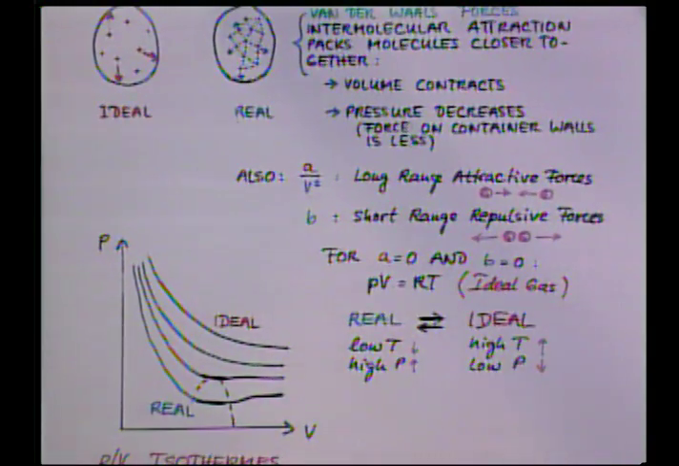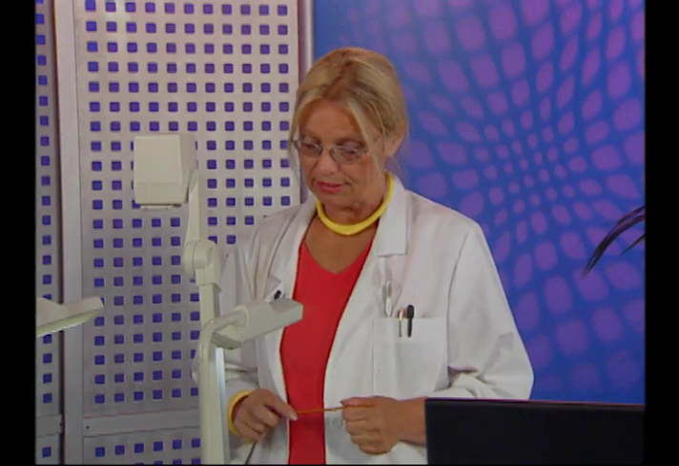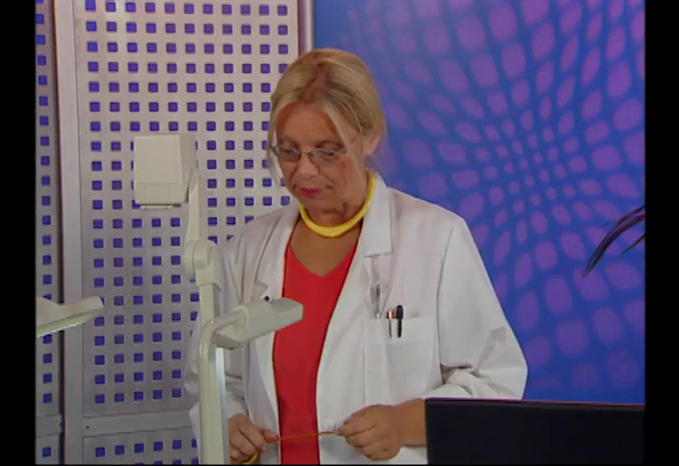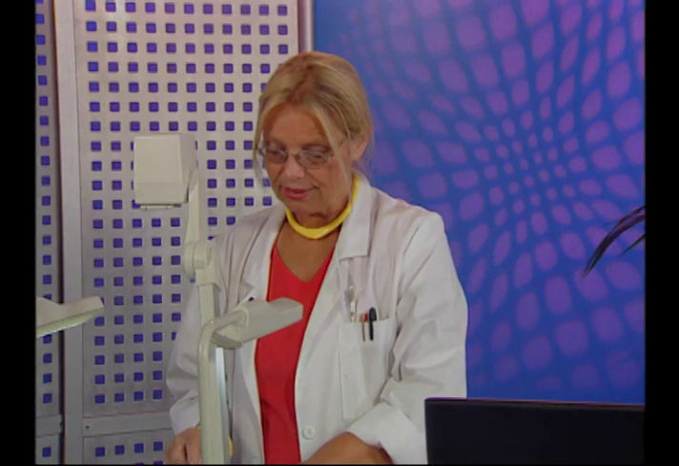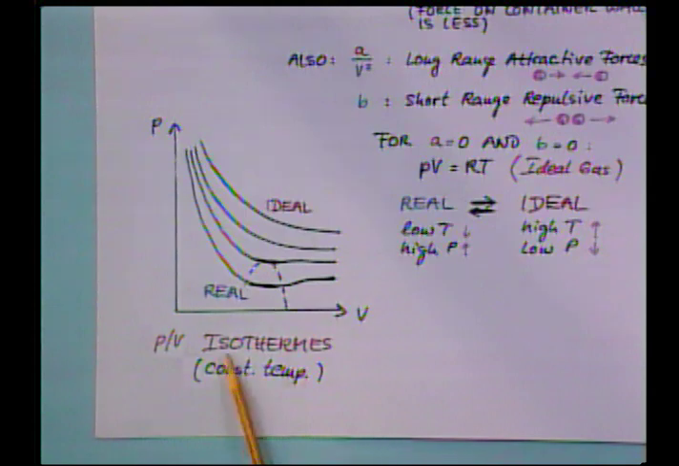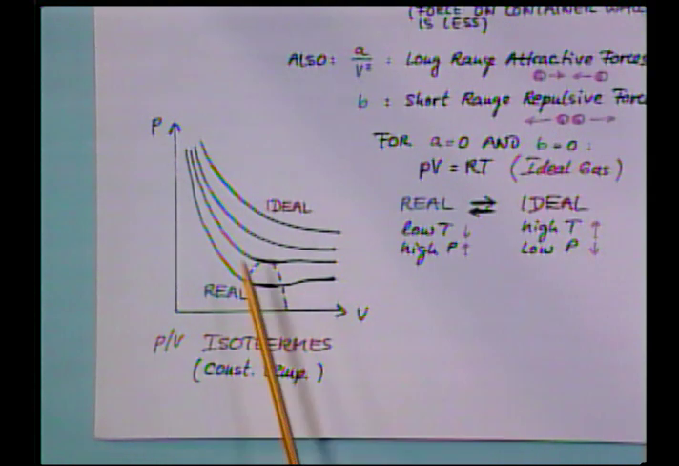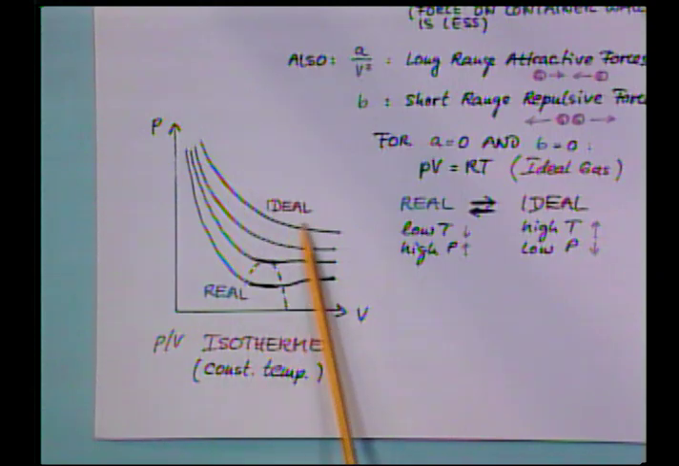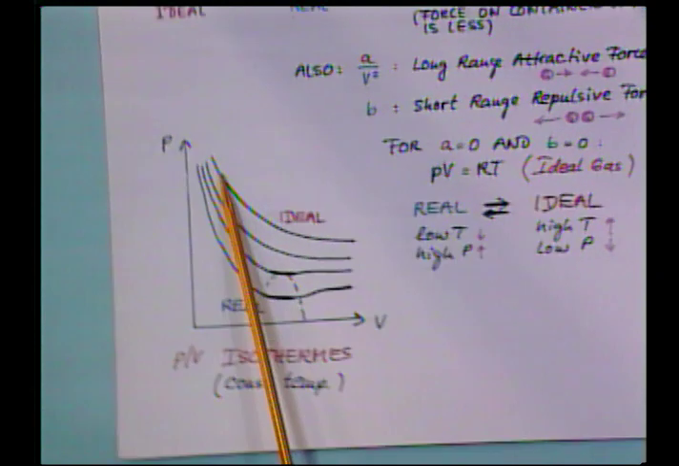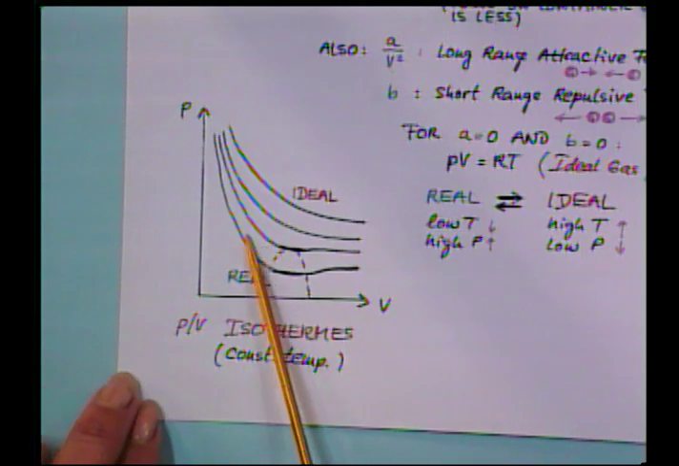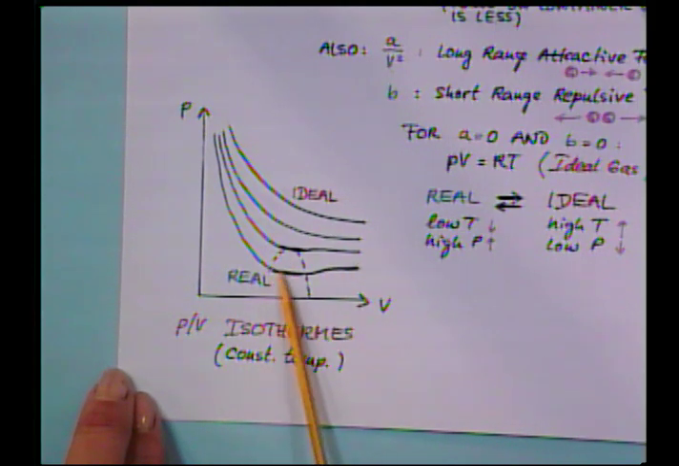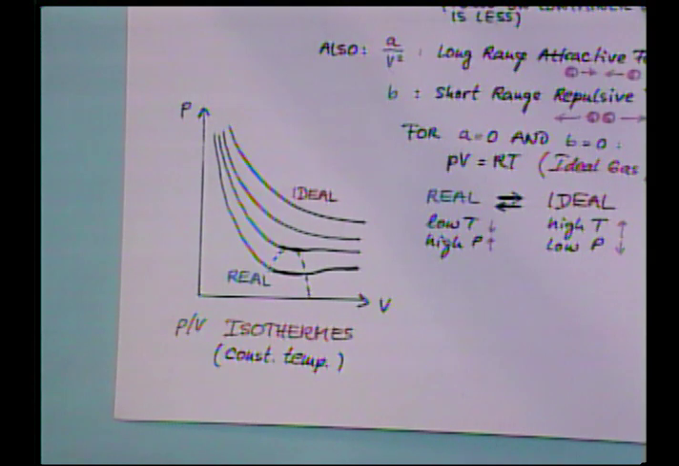Now if a and b become 0, guess what? Then we have the ideal gas equation back. These factors are determined for all gases, so we can look them up in the reference tables if we need to do some calculations. If you look at this graph here, these are called PV isotherms. That means the temperature is constant. In the ideal gas, we have a nice slope here, or a nice curvilinear relationship. But when we get more and more to the real gas, we have a little hump here, a little plateau. And that is where the irregularity of the real gas comes in.